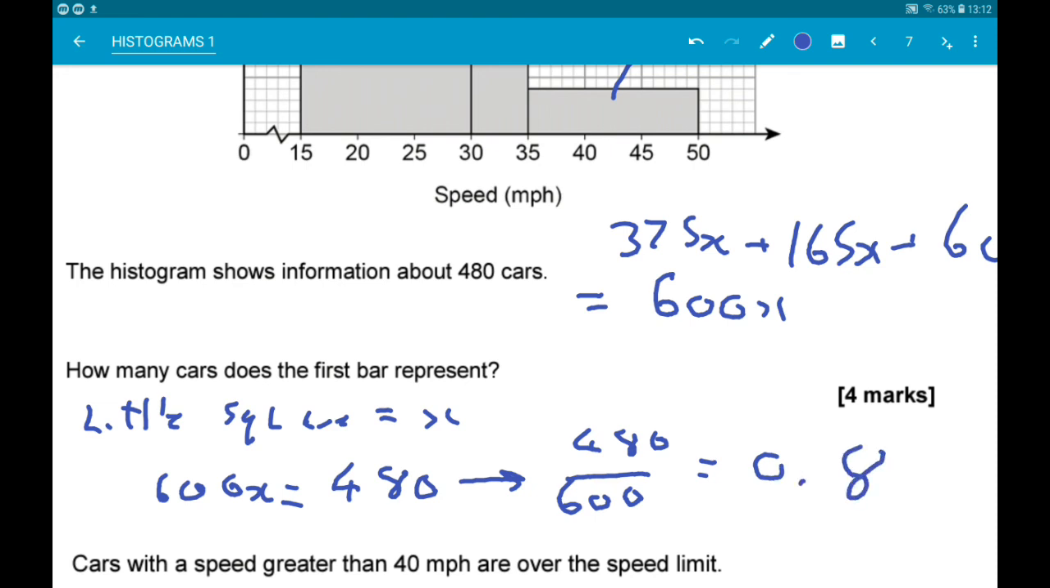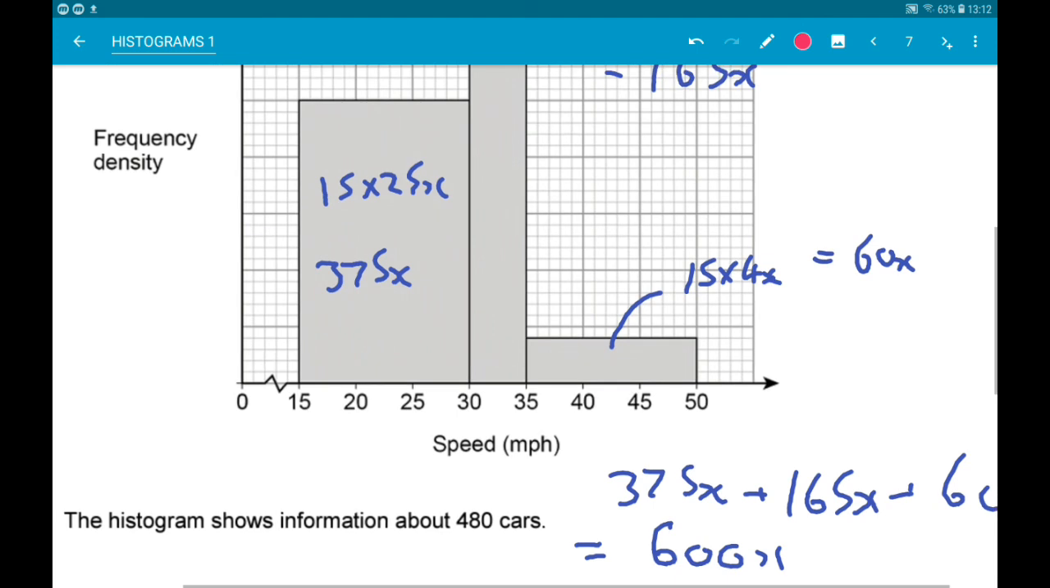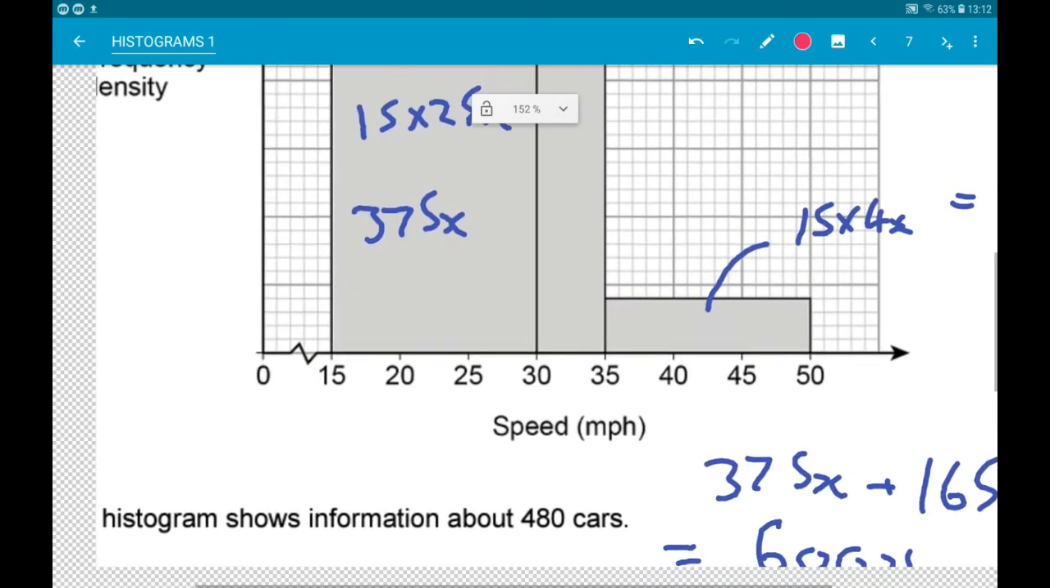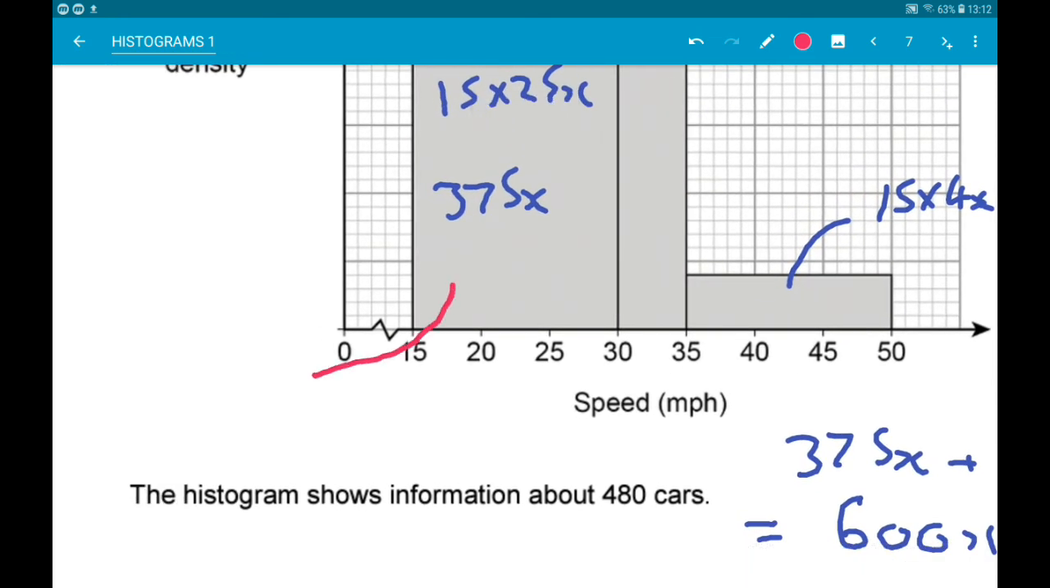What that tells us is every one little square represents 0.8. Now, we know the area of the first bar was 375x. So as a number, that's 375 times 0.8, which, quite nicely, is 300.